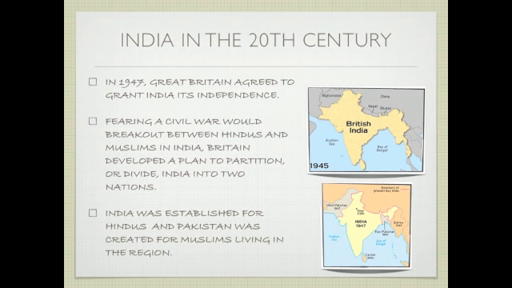In 1947, Great Britain agreed to grant India its independence. Fearing a civil war would break out between Hindus and Muslims in India, Britain developed a plan to partition, or divide, India into two nations. India was established for Hindus, and Pakistan was created for Muslims living in the region.